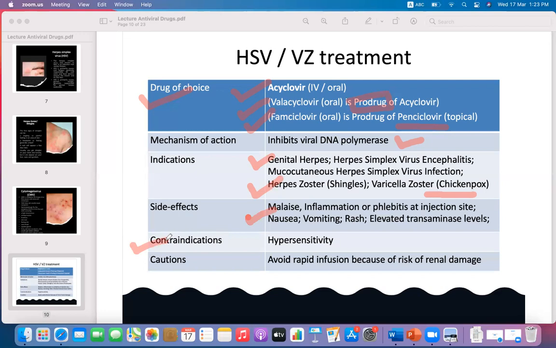And cautions: avoid rapid infusion because of the risk of renal damage. So it should be used cautiously in patients with renal impairment. So this is about acyclovir, which is considered the drug of choice for the treatment of herpes simplex virus infections.